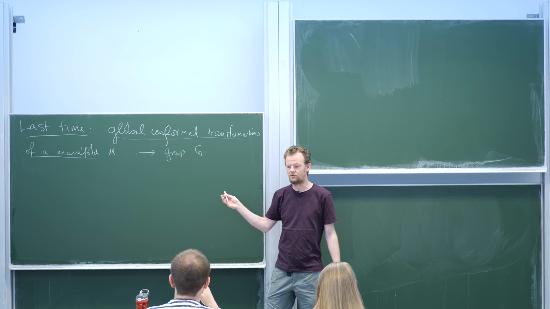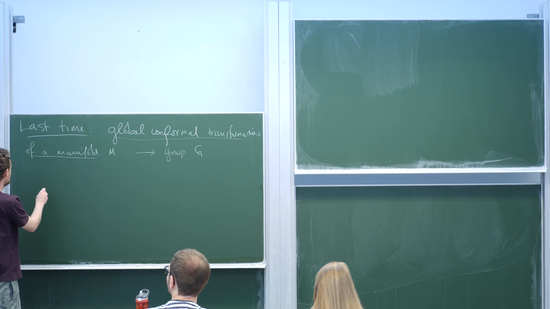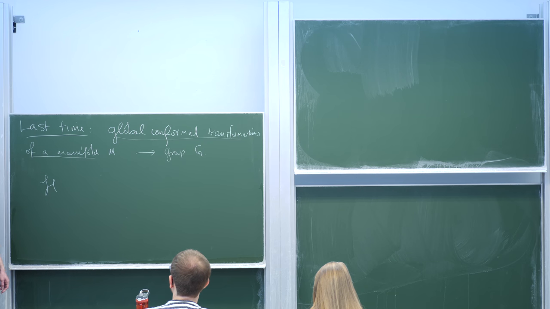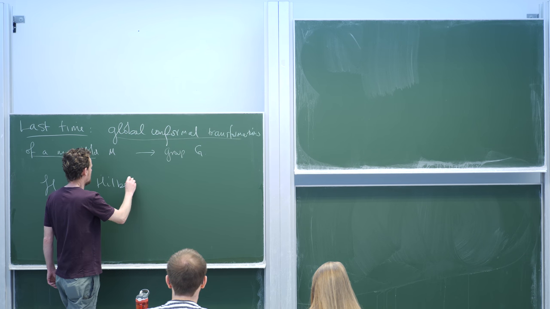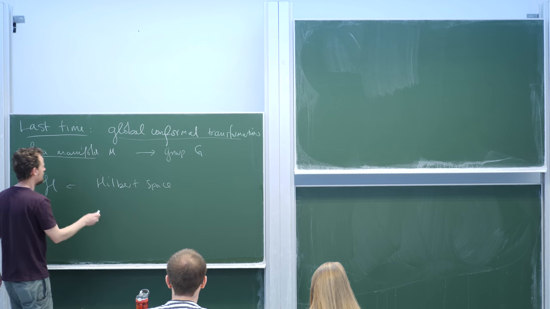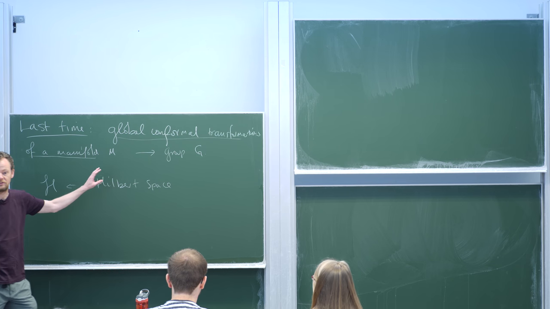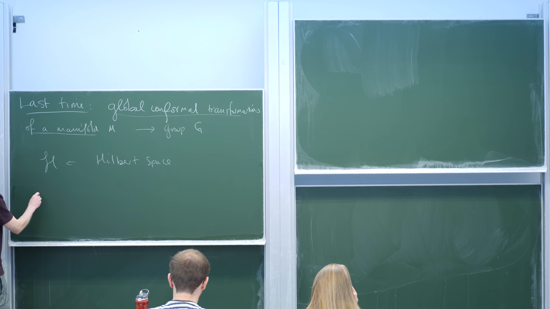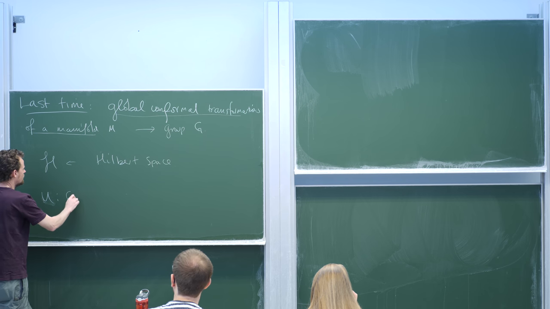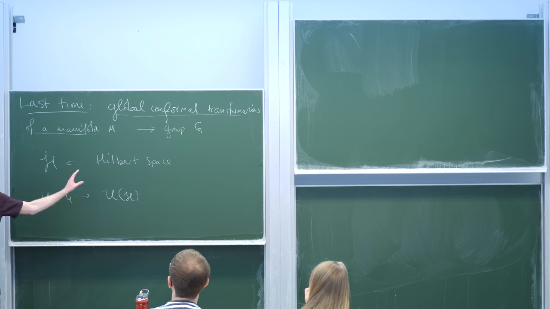And this symmetry, this group G, we can promote it to a symmetry group of some quantum system. So a quantum system, the kinematics of which are described by some Hilbert space H. And then we have this group acting on this quantum system, or this quantum system is said to be globally conformally invariant if we have some unitary representation, U, that goes from the group to the group of unitary operators acting on the Hilbert space H.